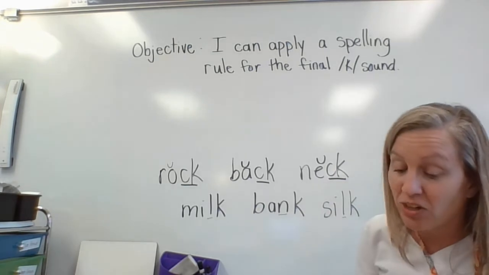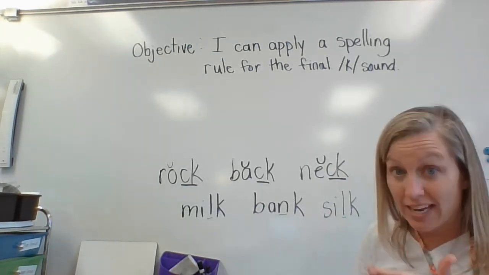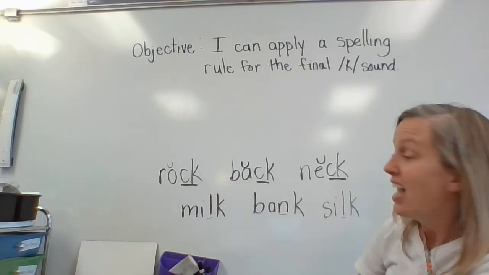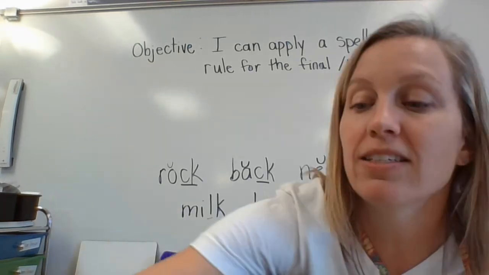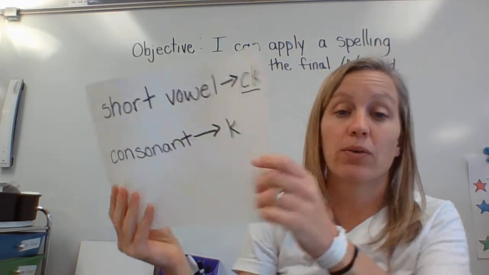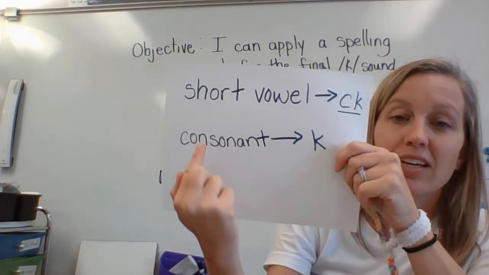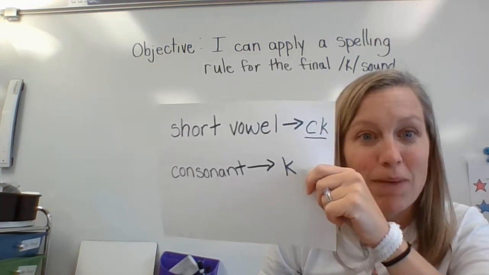But we know that you can make the k sound in multiple ways. So after a short vowel, you'll use the CK. After a consonant, you're going to use just a K. I've made us a little spelling rule card that we can refer back to. Short vowel, CK. Consonant, K. We're going to use this rule as we spell today.